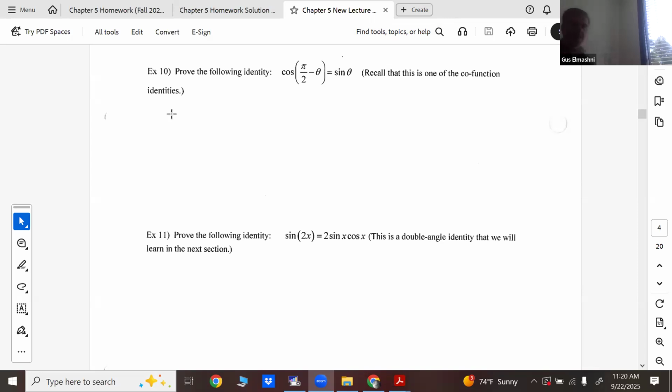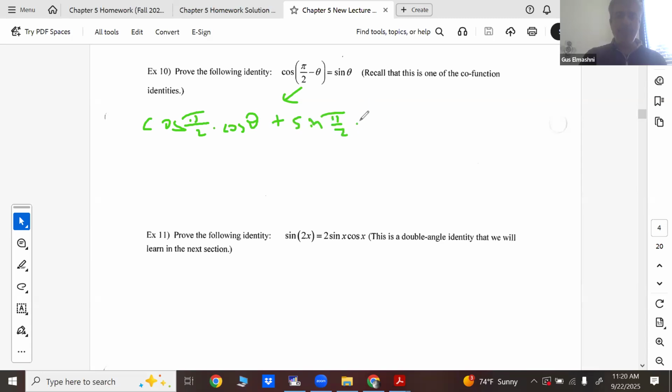Okay, so how do I prove it? I just kind of explained it a few minutes ago, but to formally prove it, we'll use the difference formula for cosine. So it's cosine of pi over 2 times cos theta, plus sine pi over 2 times sine theta.